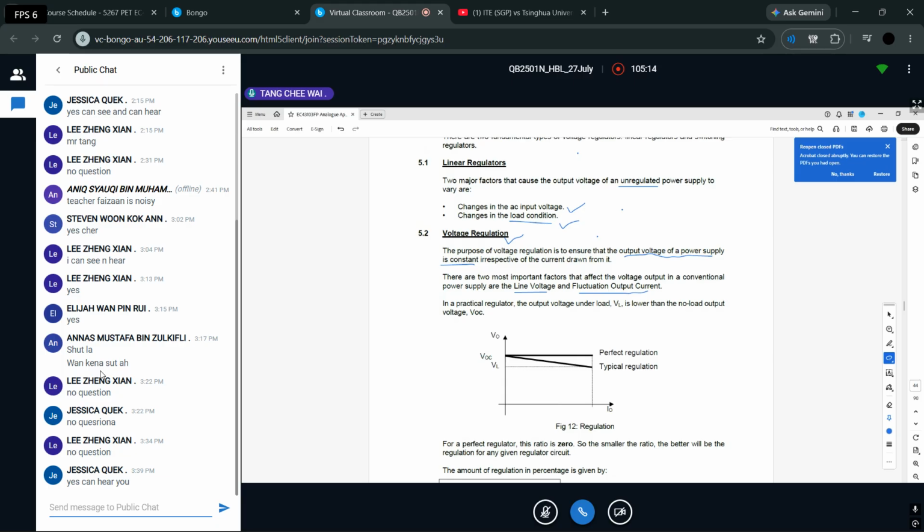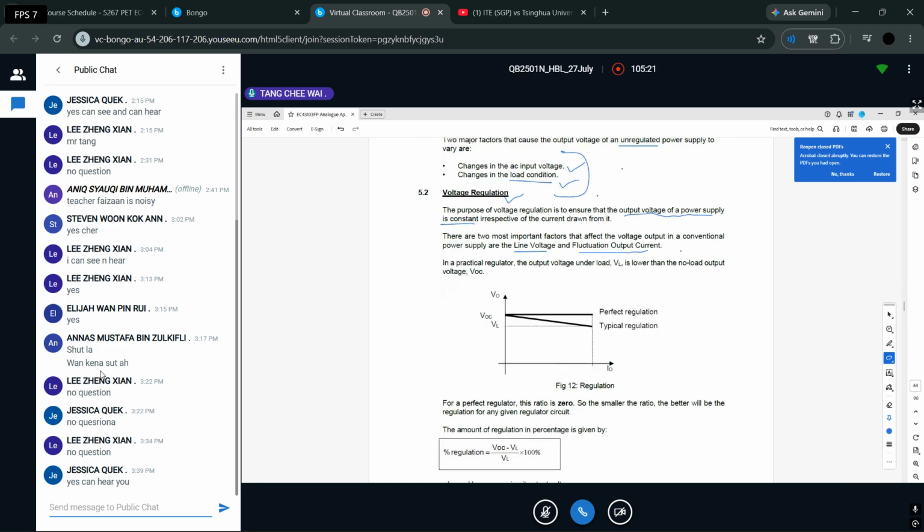Okay, these two here. All right, fluctuation output current, we're coming to it.